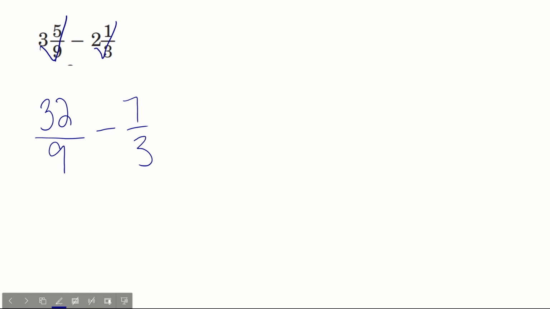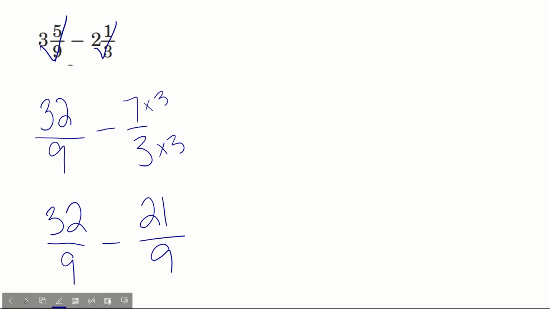Again, I have to have a common denominator. I would pick 9. That way I don't have to change that first fraction. 3 times 3 is 9, so I have to do 7 times 3, which is 21. I'm going to subtract 32 minus 21, which is 11. 11 is too large. It's an improper fraction. 11/9 becomes 1 and 2/9.